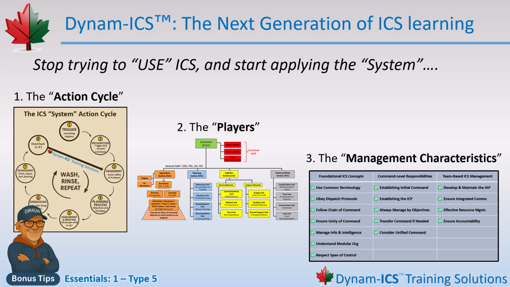ICS thrives when all three parts of the system work together. The action cycle, your rhythm of response. The players, your team, each with defined roles. The management characteristics, the rules that keep it all running smoothly. So stop trying to use ICS like a set of forms. Start applying ICS as a full system, one that scales, adapts, and delivers order when things start to unravel. That's when you'll see why it's not just a command system, it's a leadership system.